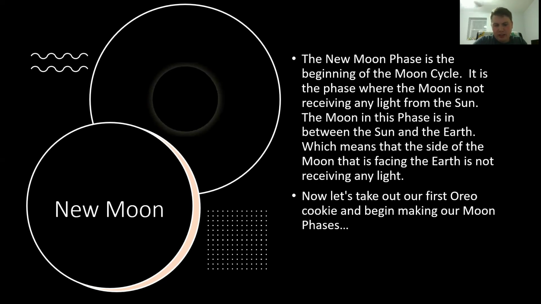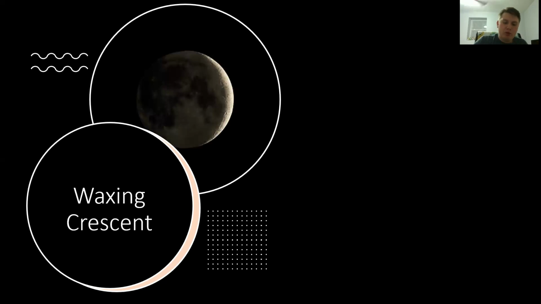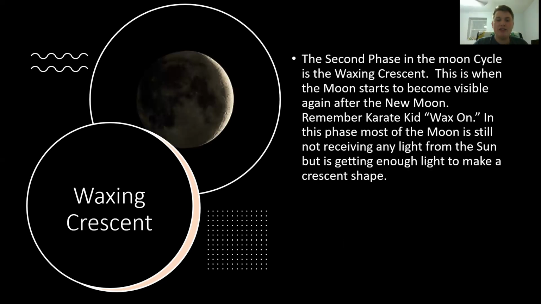All right, let's move on to our second moon. The second phase in the moon cycle is the waxing crescent. This is when the moon starts to become visible again after the new moon. Remember, Karate Kid, wax on. In this phase, most of the moon is still not receiving any light from the sun, but it's getting enough light to make a crescent shape. The light is coming on, which is wax on. The light is starting to come on, and it's starting to transition into the new moon phase.